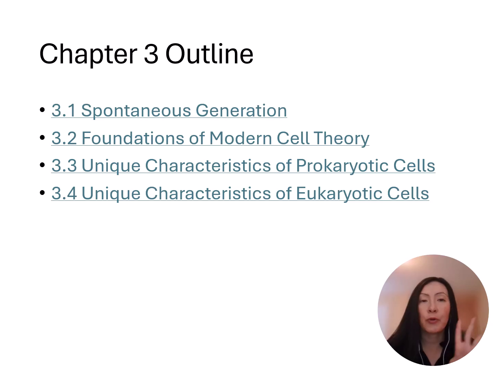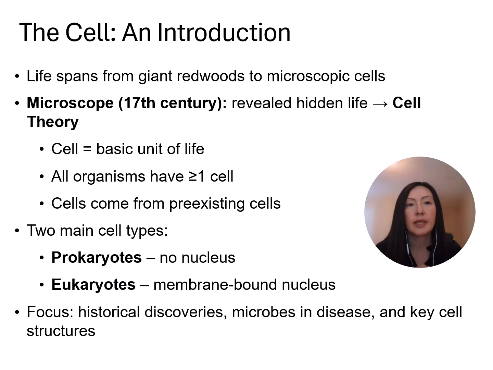This chapter covers 4 parts, and we'll try to cover spontaneous generation and start the second one, modern cell theory, in this video. Life ranges from massive redwood trees to tiny microbes, and the microscope first used in the 1600s revealed this hidden world and led to cell theory. There are 3 key ideas: 1, the cell is the basic unit of life, 2, all organisms are made of 1 or more cells, and 3, cells only come from pre-existing cells.